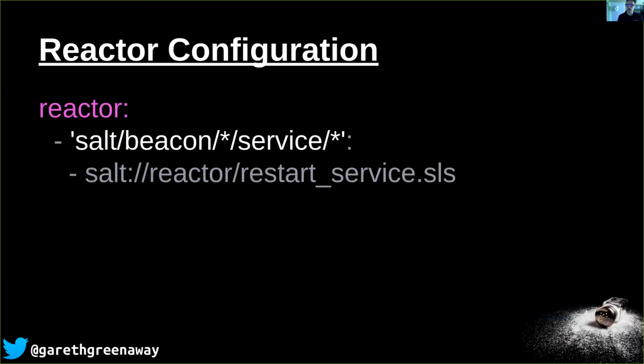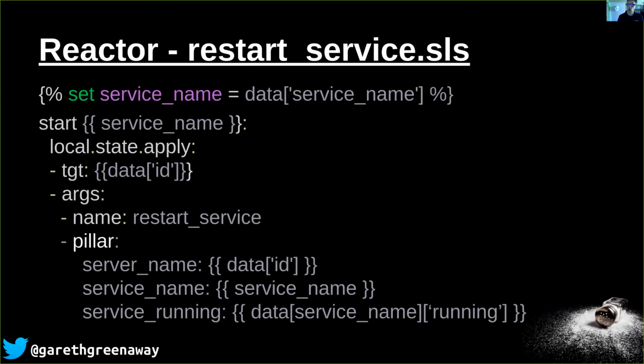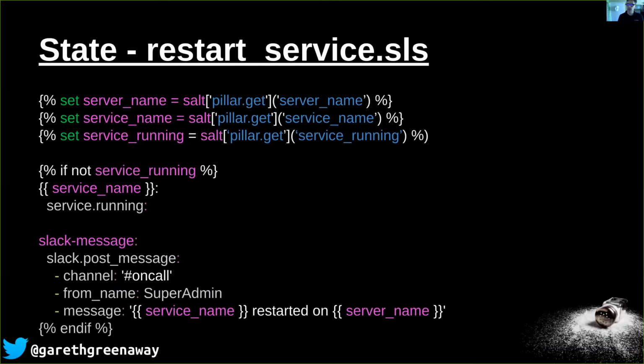We update our reactor setup to look for the new event that the beacon will be sending. Our reactor file is very similar to the previous example, with one additional pillar value being passed to the state file. We now include the status of the service, and we'll see why once we look at our updated state file. Our state file should look very similar to the previous example.